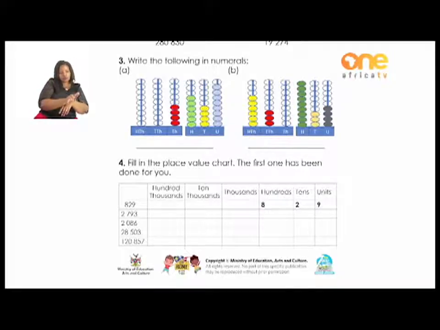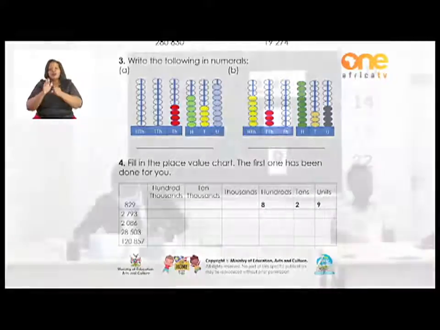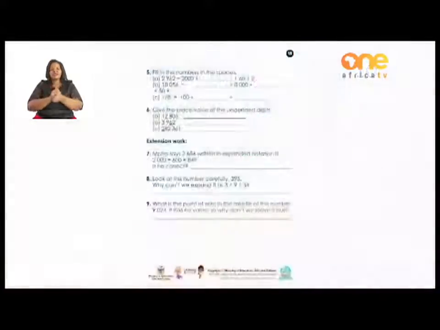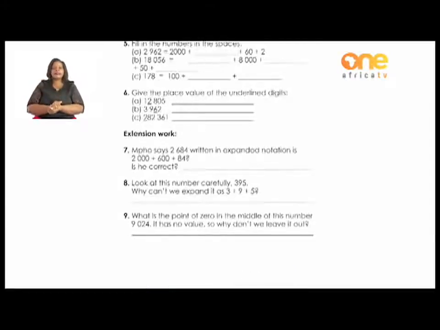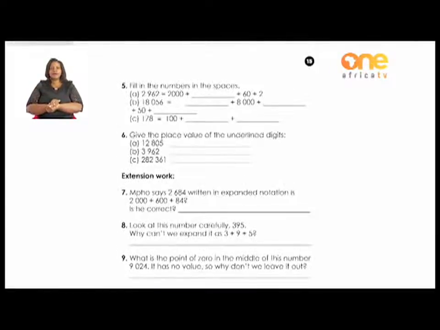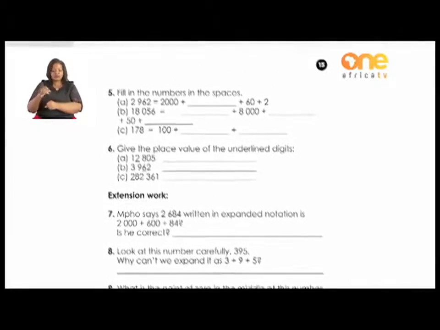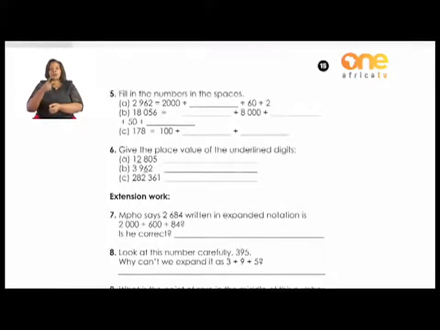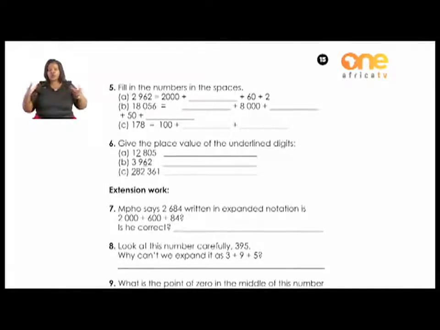Number 5, fill in the numbers in the spaces. This is now expanded notation. What we are testing here is expanded notation. There are spaces that I left for you to fill in. If you have to expand 2962, you start with 2000 plus, I don't know what that is, you have to put it yourself, and then plus 2. So you can also do that. I think it's very easy to do.